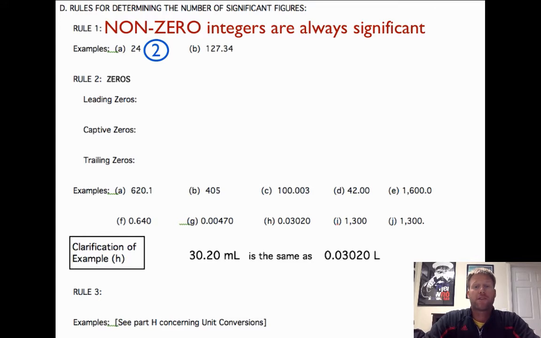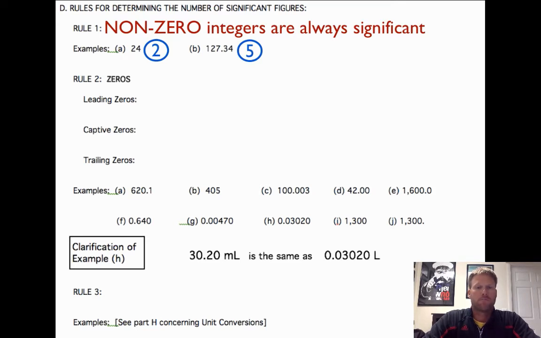How many sig figs does 127.34 have? Take a second. This should not be hard. All the integers count because there are no zeros. Therefore, the number has 5 significant figures. Students don't usually have issues with rule number 1. Rule number 2 regarding zeros is where students struggle.